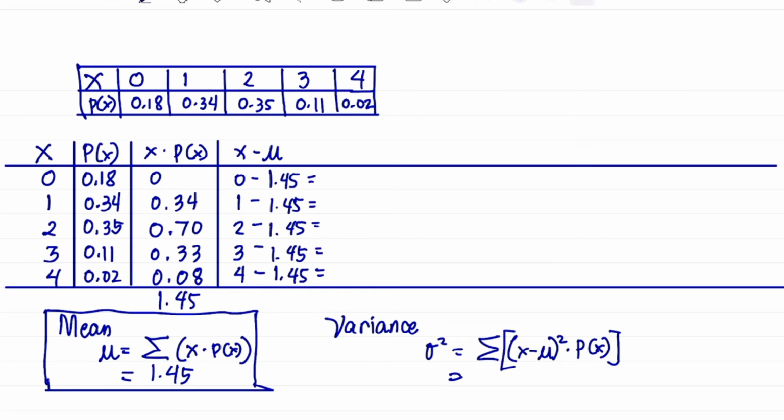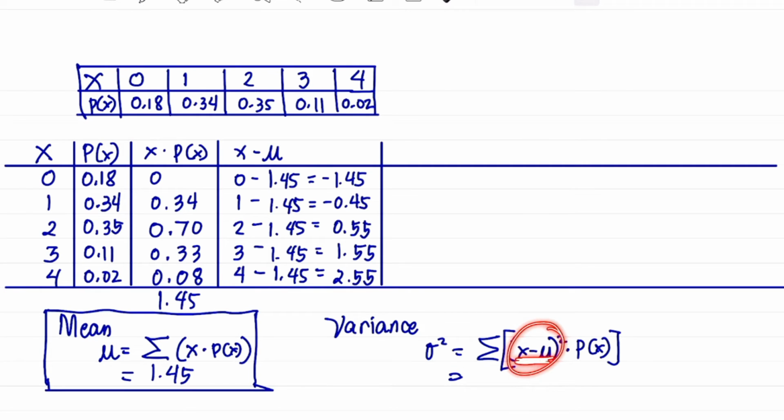We have 0 minus 1.45, that is negative 1.45. Next, 1 minus 1.45, that is negative 0.45. Next, 2 minus 1.45, that is 0.55. 3 minus 1.45, that is 1.55. And last, 4 minus 1.45, that is 2.55. Okay, next, we need to square the difference.